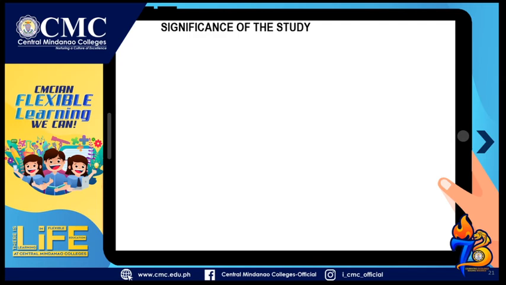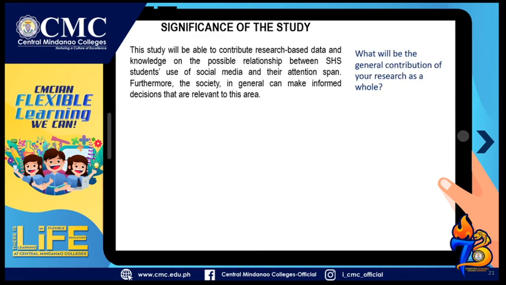Next is significance of the study. Ito yung mga example. The study will be able to contribute research-based data and knowledge in possible relationship between senior high school students' use of social media and their attention span. Furthermore, the society in general can inform decisions that are relevant to this area.